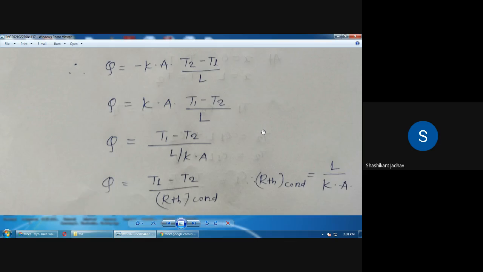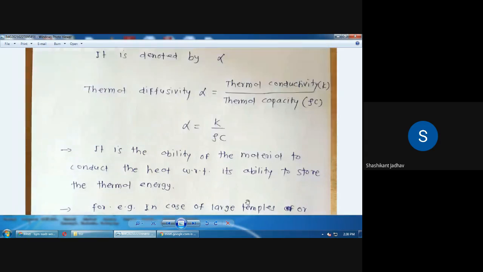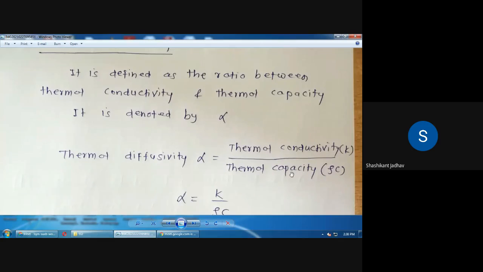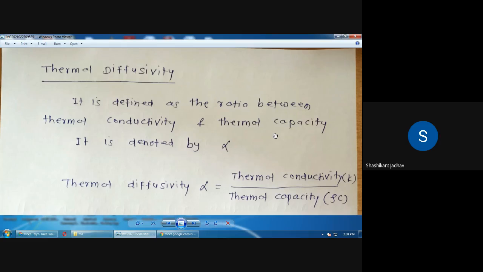Then in yesterday's lecture we discussed one parameter, that is thermal diffusivity, alpha. First of all we have to understand what is meant by thermal diffusivity, and what is the physical significance of that particular parameter. So first of all, write down the next point, thermal diffusivity.